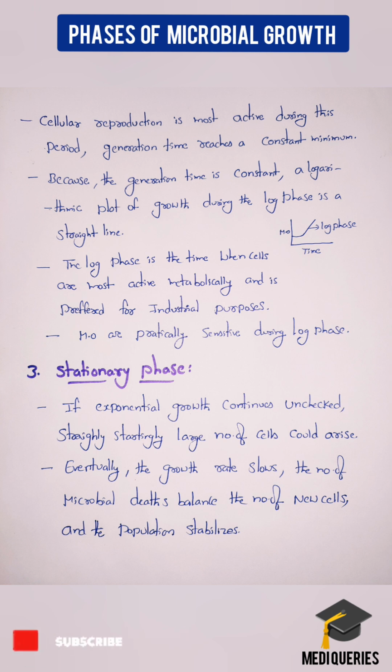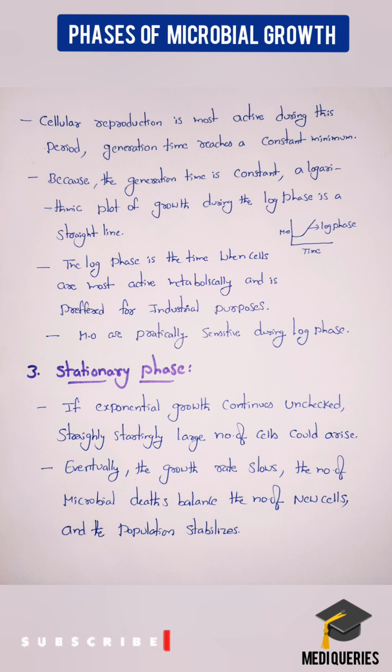Because the generation time is constant here, a logarithmic plot of the growth during the log phase is a straight line. The log phase is the time when cells are most active metabolically and is preferred for industrial purposes. Microorganisms are particularly sensitive to adverse conditions during the log phase. Radiation and many antimicrobial drugs, for example the antibiotic penicillin, exert their effect by interfering with some important steps in the growth process, and are therefore most effective during this phase. This is about the log phase.